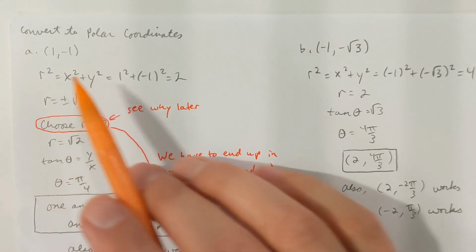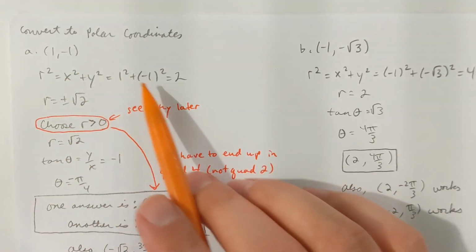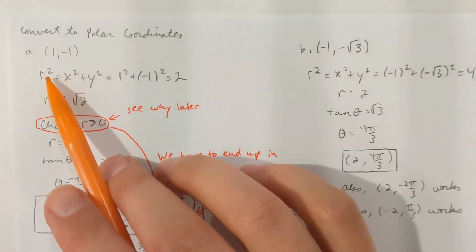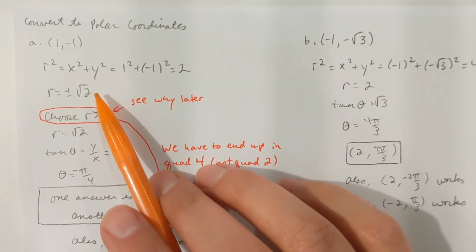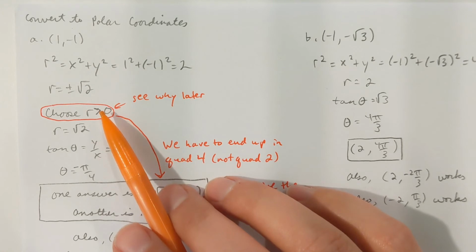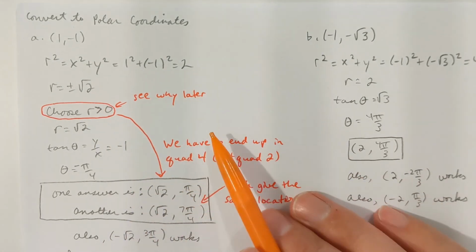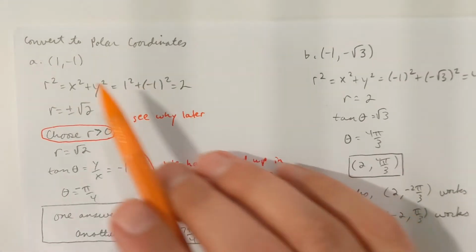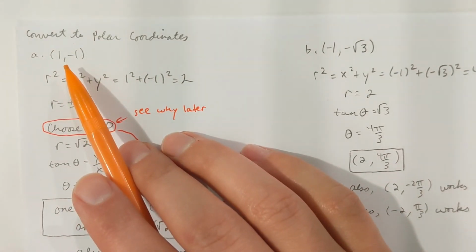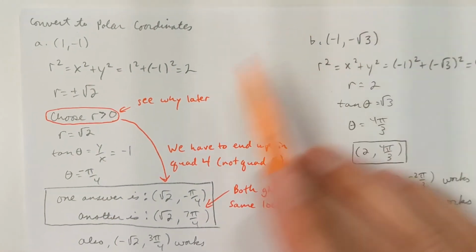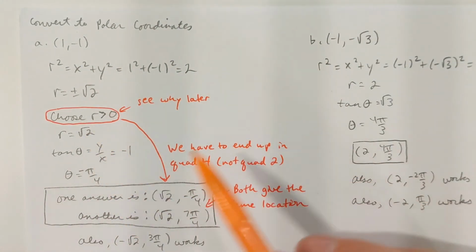r squared would be 1 squared plus -1 squared, or 1 plus 1 is 2. Take the square root of both sides, so r would be plus or minus root 2. I'm going to choose r to be positive. You'll see why I did that later. It would be okay if r is negative. You're just going to make sure that your answer is going to be a point that would be in quadrant 4 here. So let's just take r to be root 2.